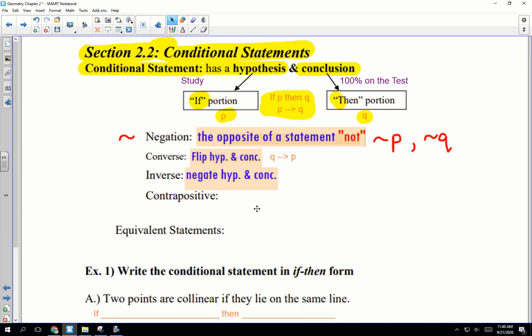The inverse keeps our hypothesis and conclusion in the same order. It just negates it. So it's like saying, if I do not study, then I will not get 100% on the test. So it's not P, then not Q. And the contrapositive flips it and negates it. So we're going to switch the P and the Q, and we're going to make them opposite. So we're going to say, if I do not get 100% on the test, then I did not study.